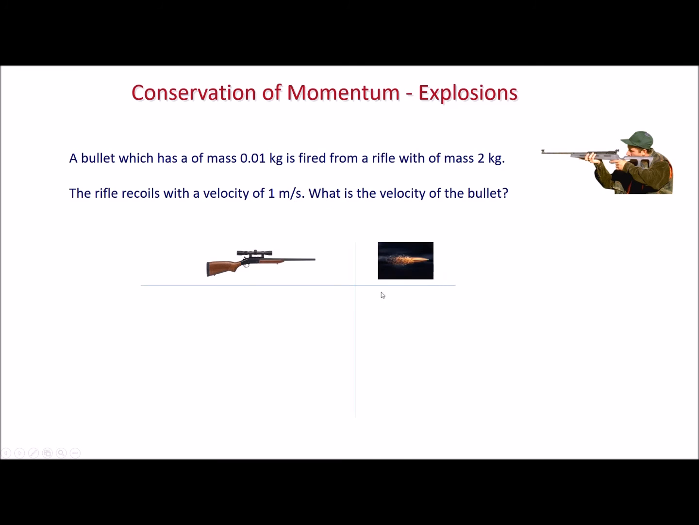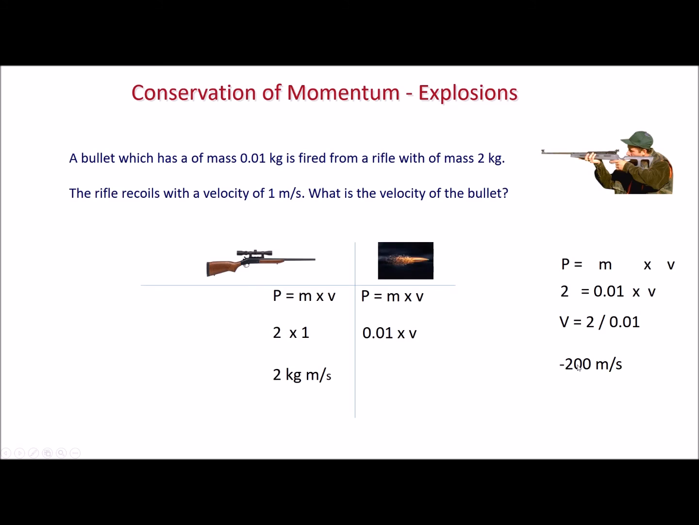So we're going to need our equation P equals m times v. I'm going to work out the momentum of the rifle first. So we have 2 times 1, which is 2 kilogram meters per second. Do the same thing for the bullet. We have 0.01 kilograms times v, and we're trying to work out the velocity of this bullet. We're going to use both of those numbers now in the same equation. So we have 2 equals 0.01 times v. We're going to make v the subject, and we should get a velocity of 200 meters per second. Now notice that I put a minus sign in front of that because the bullet is traveling in the opposite direction of the rifle, so we have to give it a direction.